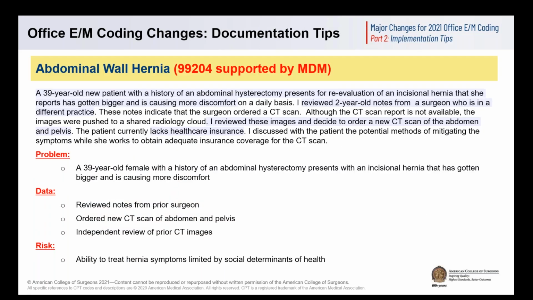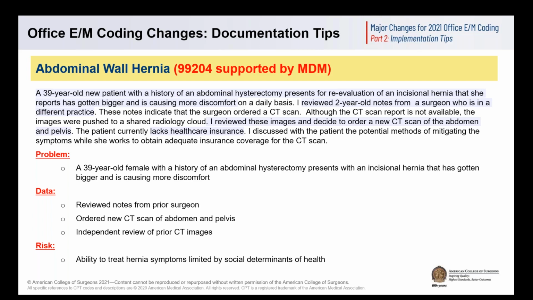So our next example is a little bit more complex, and this is going to be an example or a scenario that would justify a level 4 code for a new patient who has an abdominal wall hernia. So this is a patient who had a prior hysterectomy and is being reevaluated now by a different surgeon in a different practice. And this new surgeon evaluates notes from a surgeon that evaluated the patient previously. Also evaluates the actual CT images that were advanced to this surgeon via a radiology cloud and performs his own independent evaluation of those images because the CT scan report isn't available.